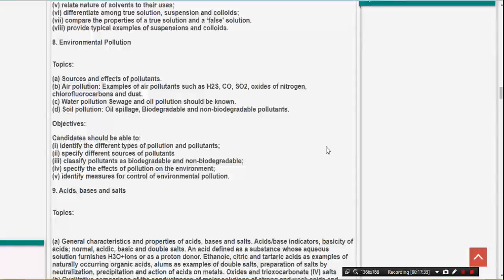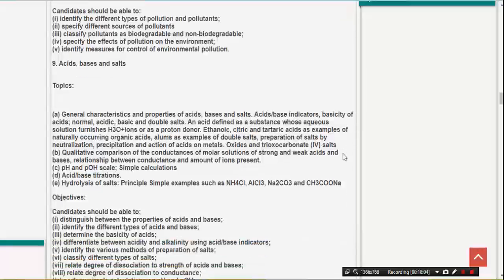Objectives: candidates should be able to identify the different types of pollution and pollutants, specify different sources of pollution, classify pollutants as biodegradable and non-biodegradable, specify the effect of pollution on the environment, identify measures for control of environmental pollution. Number 9, acid, base, and salt.